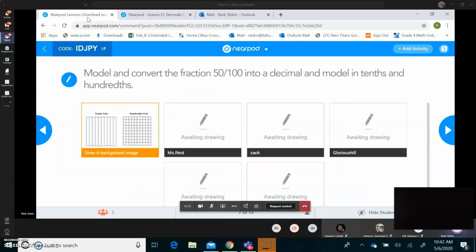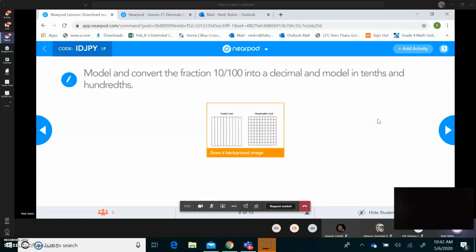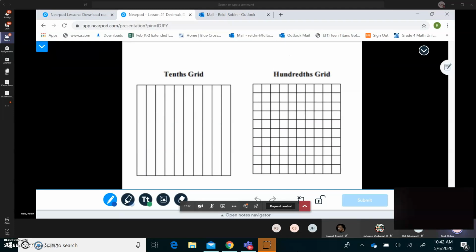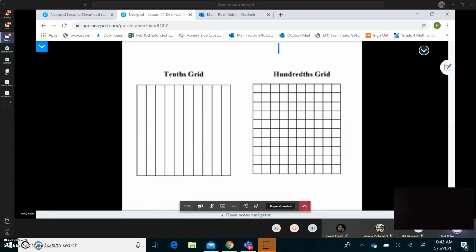Okay, let's do another one. Model and convert the fraction 10/100 into a decimal, and model in tenths and hundredths. Okay, same thing. I'm going to start off with my fraction, 10 hundredths, and because the denominator is 100, I'm doing it on my 100 grid, 10 hundredths.